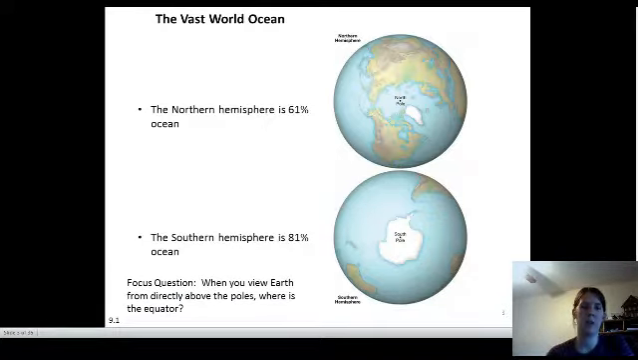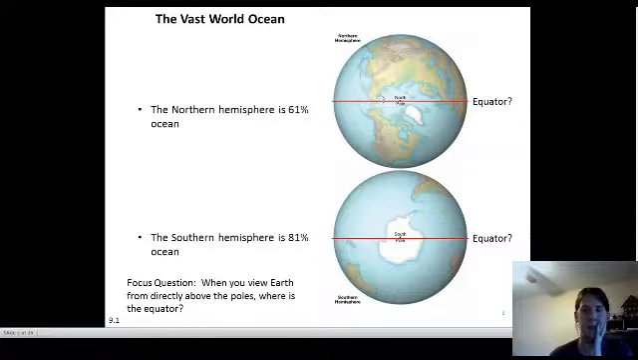When you view the Earth from directly above the poles, where is the equator? The equator doesn't run through the poles, right? The equator actually runs around basically the circumference of the Earth as we're looking at it from the poles.